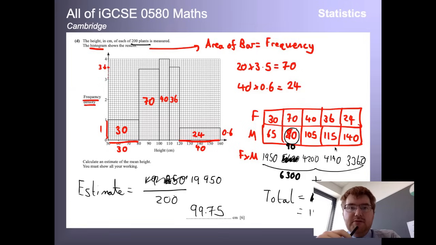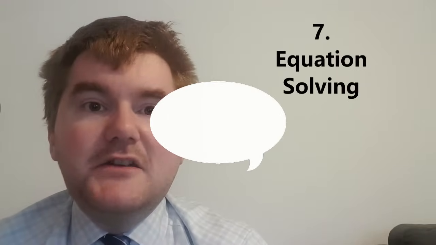Statistics is a really important part of the course. You can't guarantee it's always going to be on paper 2 or paper 4, but you know it's going to appear in a pretty big way in some form. And number 7, moving away from quadratics, is equation solving generally. So this could be linear, this could be simultaneous, or a mixture of both. So I'm going to go through a couple of those examples.